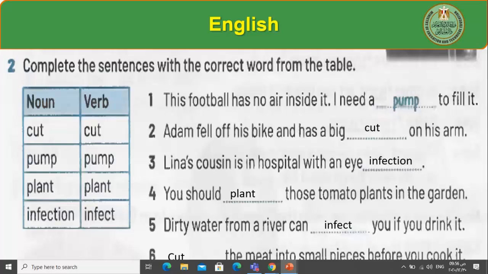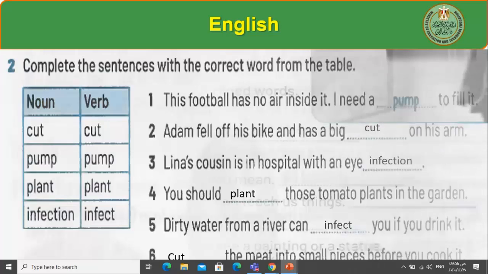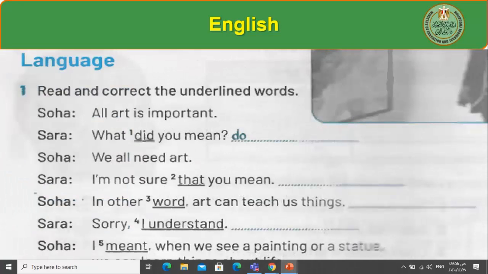The next exercise. We have here an example of a dialogue, and he asked me to make some corrections, but I want you to know this dialogue for sure. Suha, read and correct the underlined words. Okay, Suha, all art is important. I asked her a question. Yes, did is wrong. So here it is: what do you mean? What do you mean, that we all need art? Okay.